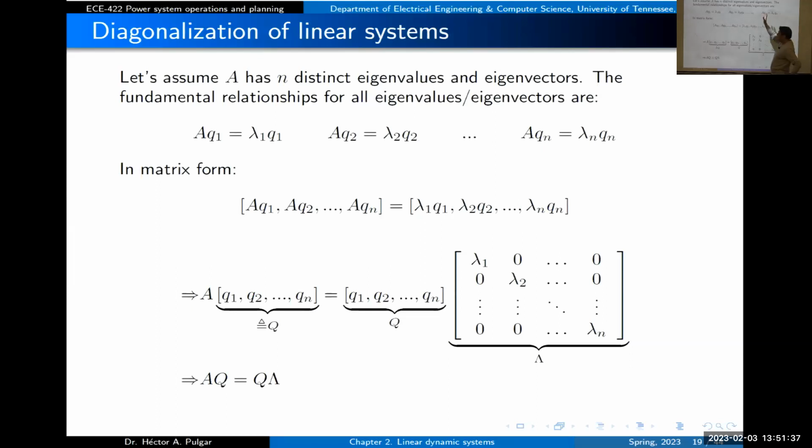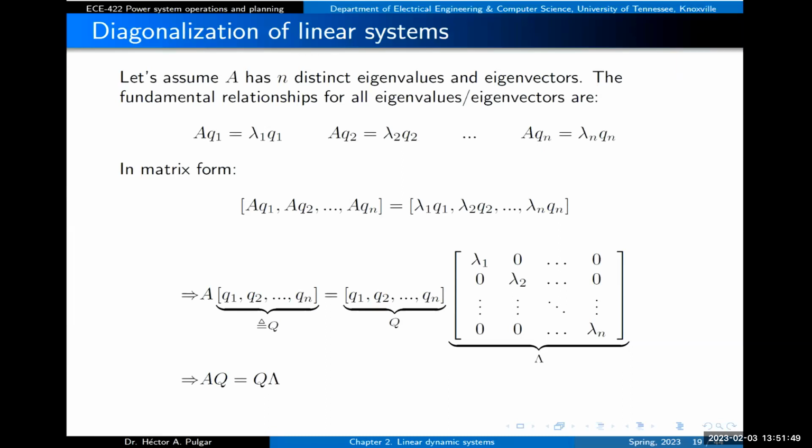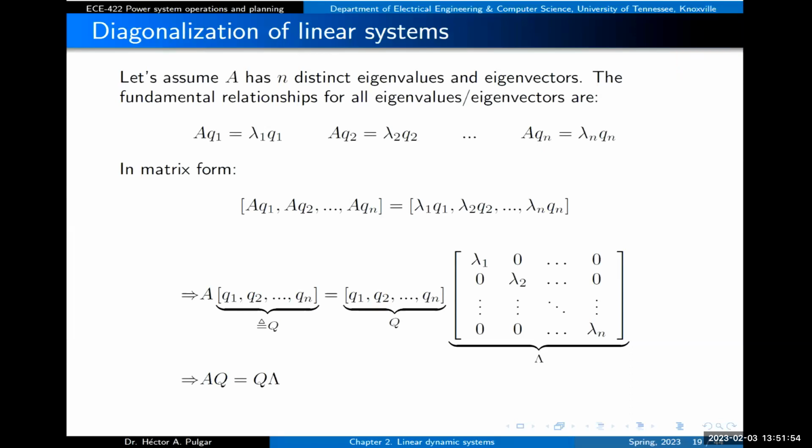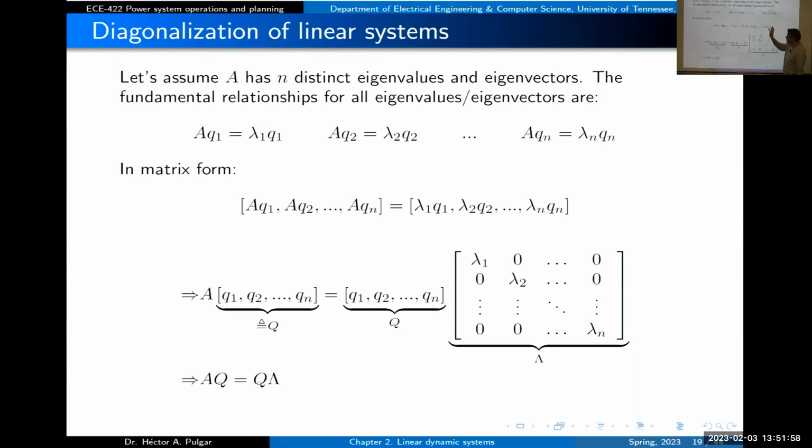So we're moving in this direction, which is the main part of this chapter 2: how we can find a solution for a linear dynamic system using a linear transformation. This transformation is going to simplify our model. With that simplification, we can find an easy solution for each of the transformed state variables. So that's what we're going to talk about today.